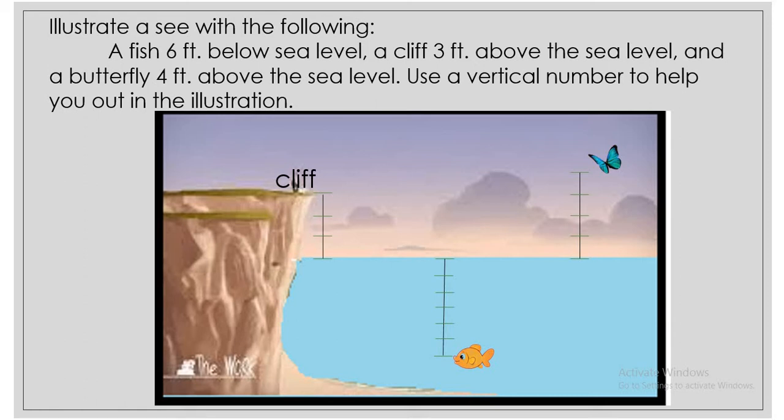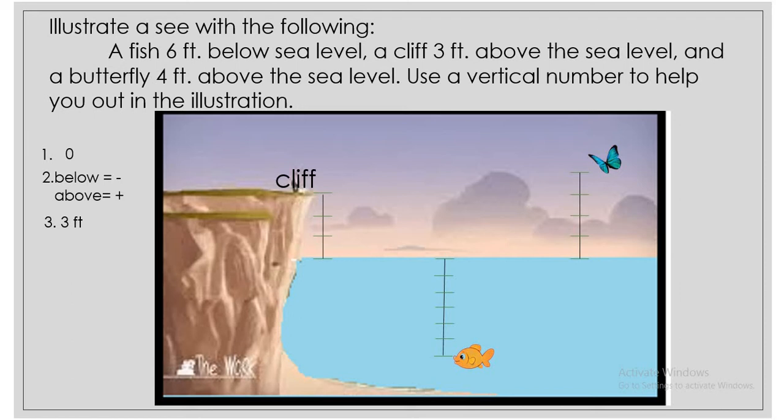So let us answer the questions. What number might be a good representation for the sea level? So that is 0, correct. How do you represent the distance below and above the sea level? Below the sea level is the negative and above the sea level is the positive sign or positive numbers.